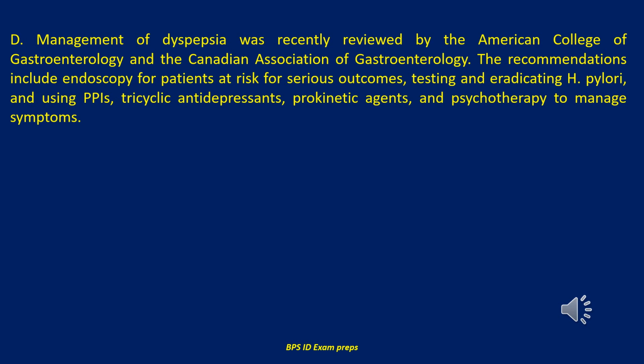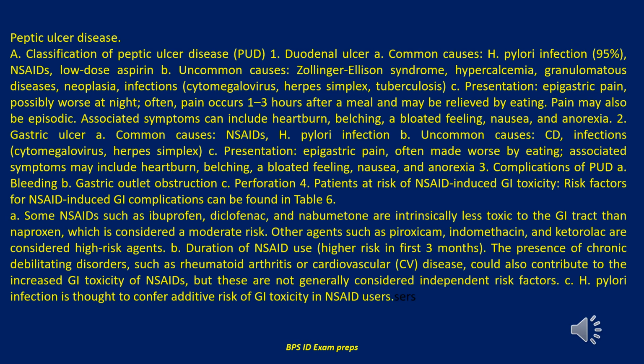The recommendations include endoscopy for patients at risk for serious outcomes, testing and eradicating Helicobacter pylori, and using PPIs, tricyclic antidepressants, prokinetic agents, and psychotherapy to manage symptoms. We will now advance to peptic ulcer disease. A. Classification of peptic ulcer disease, abbreviated as PUD.